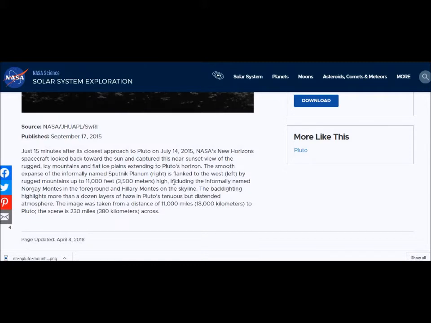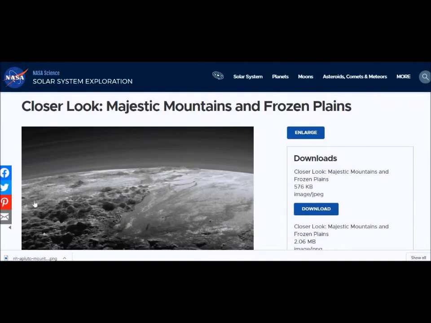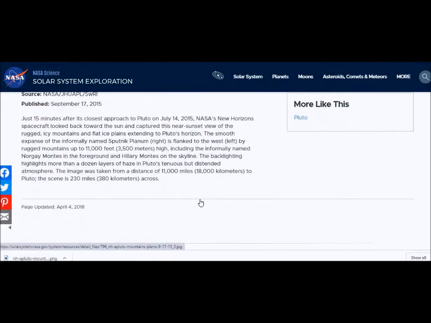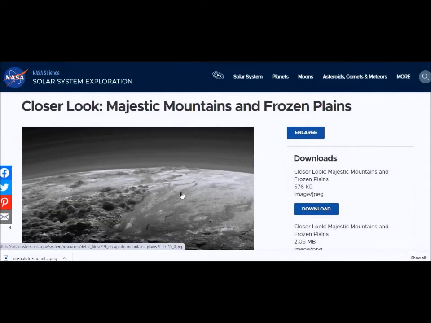The backlighting highlights more than a dozen layers of haze in Pluto's tenuous but distended atmosphere. The image was taken from a distance of Pluto. Now, the spacecraft was 11,000 miles or 18,000 kilometers from Pluto. The scene is 230 miles or 380 kilometers across. So what you're seeing is this is 230 miles or 380 kilometers across right here.